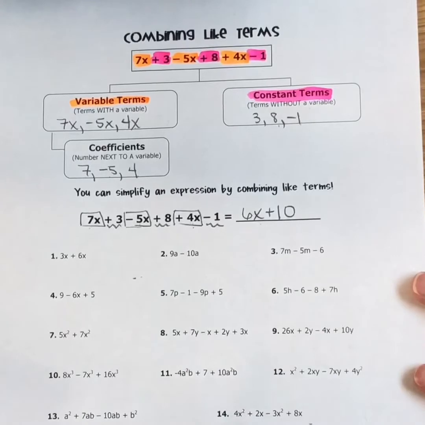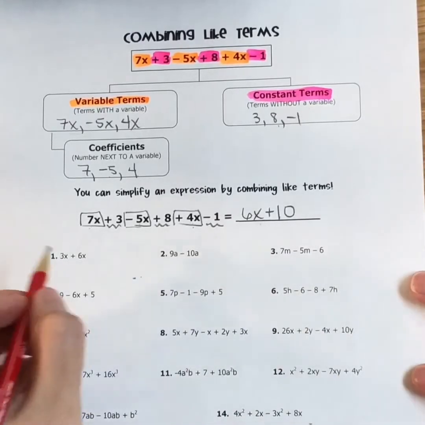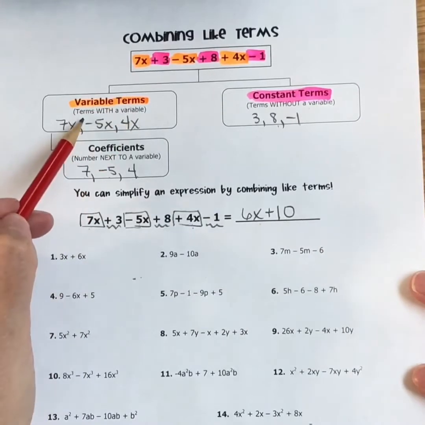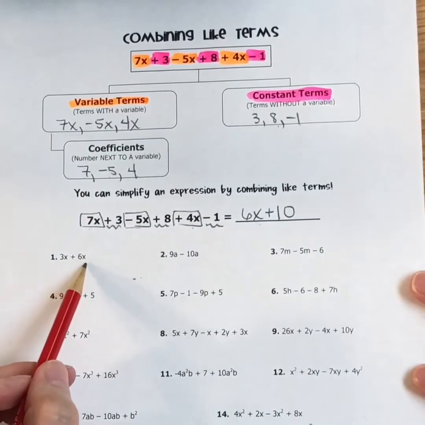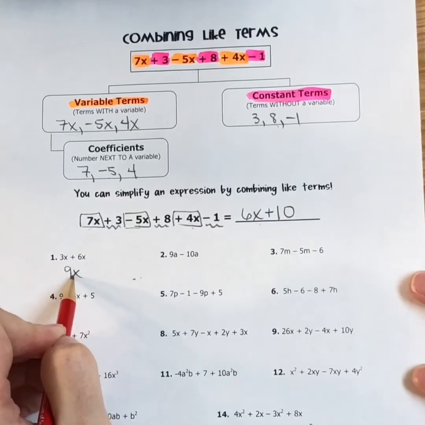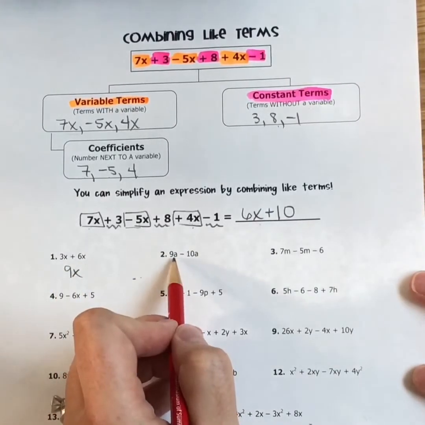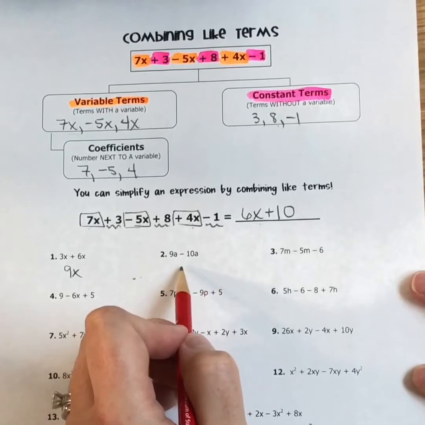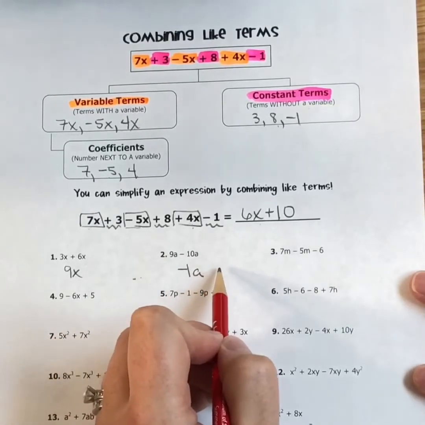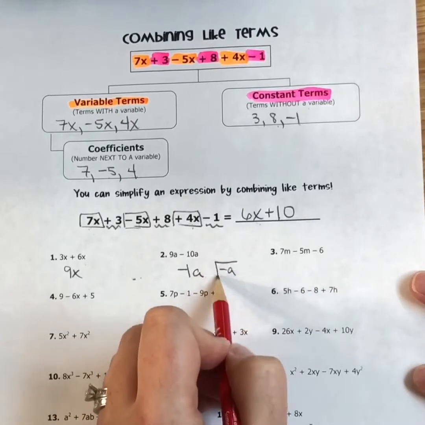Now, I want to point out, like number 1, they're both x terms. So they're both variable terms, and it has to be the same exact variable. So all we do is add the coefficients, so then that's 9x. Same thing, 9a minus 10a, they're both a's, so that's actually a negative 1a. We can actually write that as negative a.